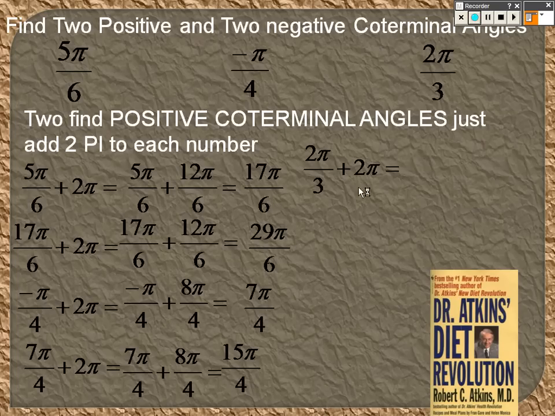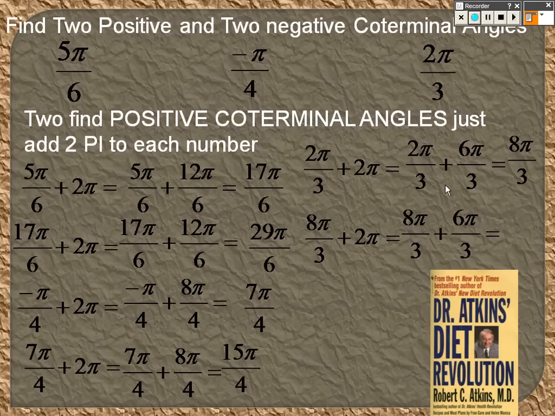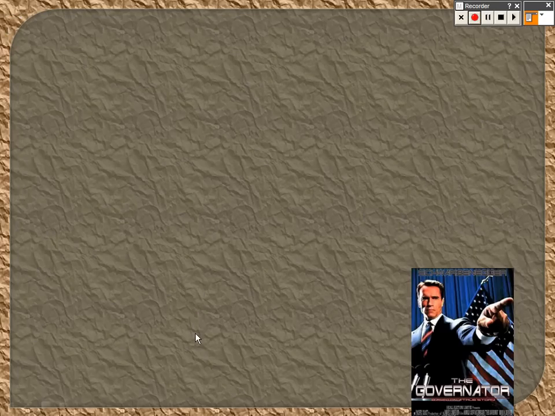And then 2 pi over 3, the common denominator there is 3. So that's 6 pi over 3. So that gives me 8 pi over 3. So I do 8 pi over 3 plus 2 pi, and that's like saying 6 pi over 3, so I end up with 14 pi over 3. So all I was doing to find the coterminal angles was adding 2 pi to each of them, but just finding a common denominator first.